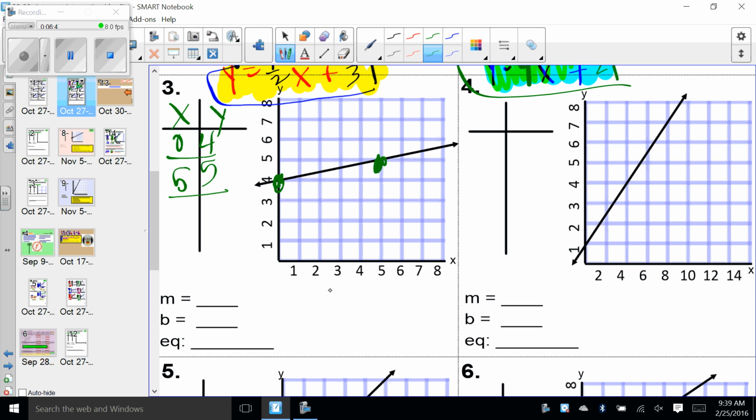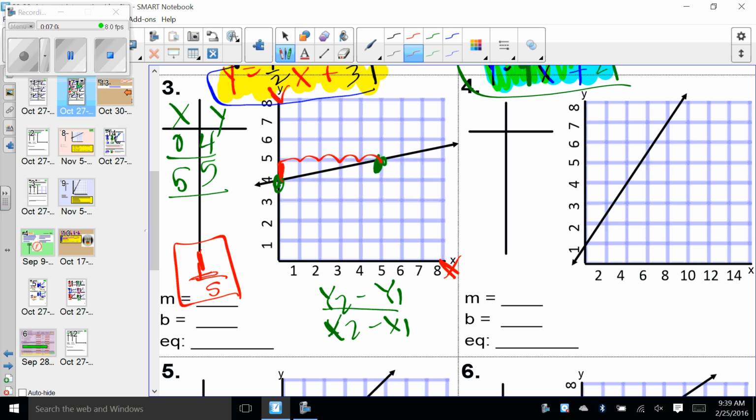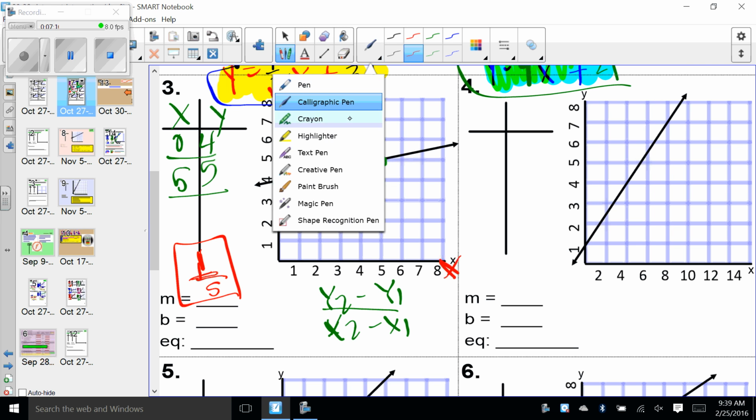That's plenty to get a slope. Reminder, you can go y2 minus y1 over x2 minus x1 if you prefer. I'm going to run it. Watch your scale. We're scaling on the y-axis up and down by 1s. We're scaling on the x-axis 1 by 1s. So we're going to rise 1, and we're going to run 1, 2, 3, 4, 5. We're going to rise 1, run 5. Slope is 1/5.